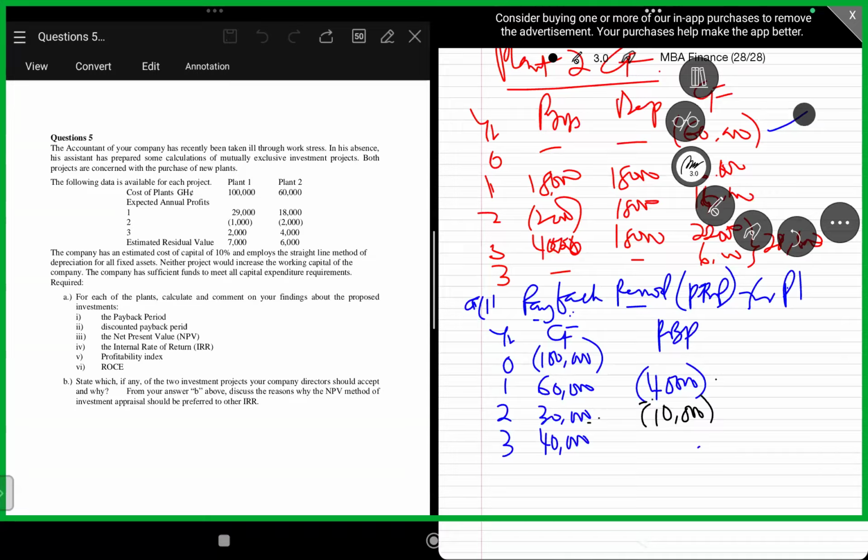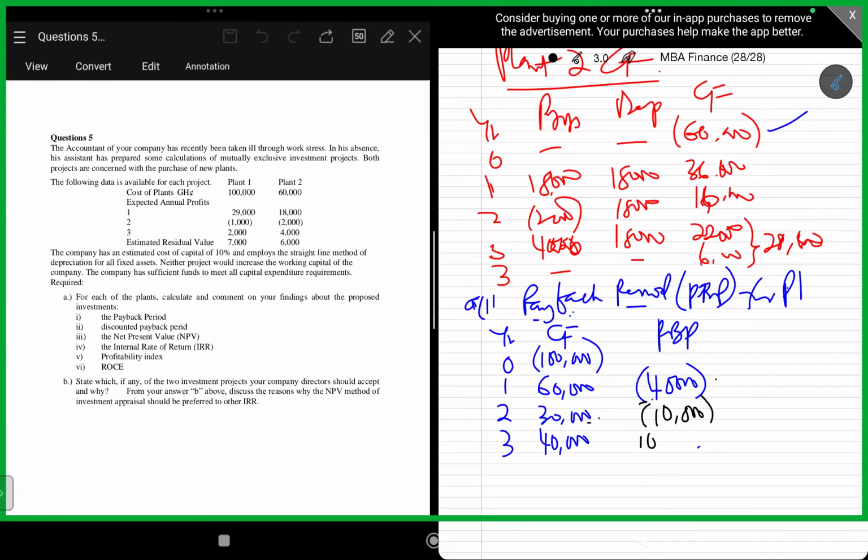Because the year 3 cash flow of 40,000 is more than the outstanding 10,000 at the end of year 2, we pick the 10,000 which is outstanding in positive, absolute terms, divide it by the 40,000 for year 3, and multiply it by 12 months. We basically want to know how many months in year 3 it will take the business to pay off the 10,000.